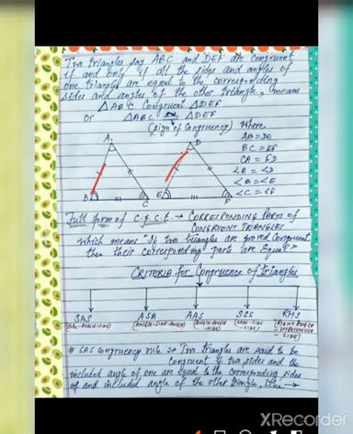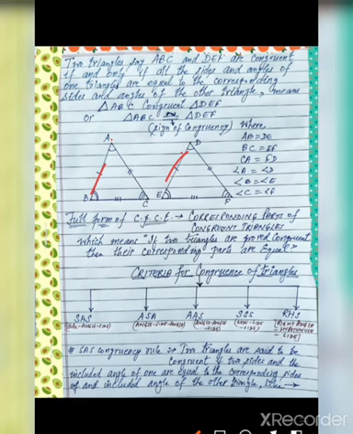Now what is the criteria to prove the triangles to be congruent? There are 5 criteria we have in our syllabus, the criteria for congruence of triangles. First one, SAS, ASA, AAS, SSS, RHS.